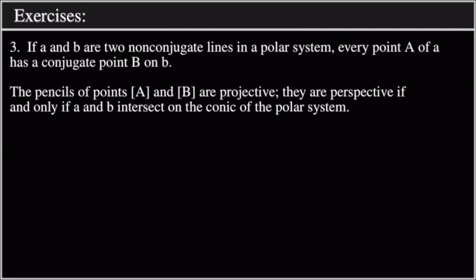3. If A and B are two non-conjugate lines in a polar system, every point A of A has a conjugate point B on B. The pencils of points A and B are projective. They are perspective if and only if A and B intersect on the conic of the polar system.